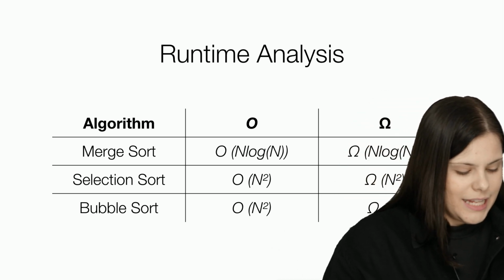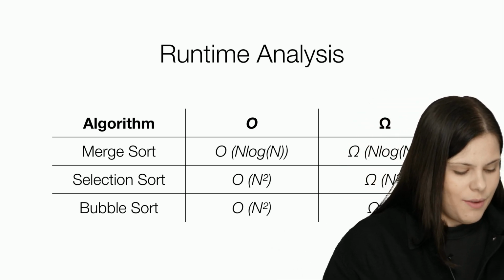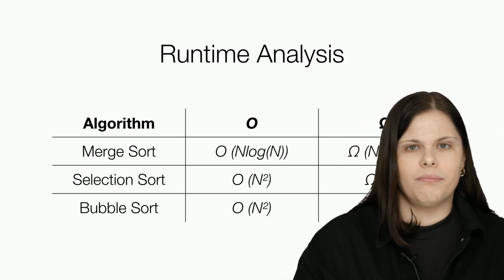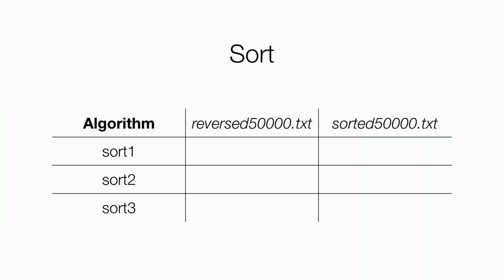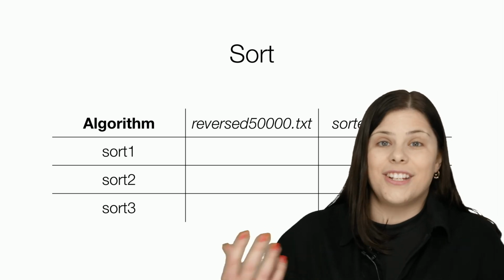Well, let's actually see an example of these sorting algorithms and their runtime. So let's consider this. We have 3 different algorithms called sort1, sort2, and sort3, as well as different text files with the numbers in either reversed, sorted, or random order. Our goal today is to figure out which algorithm is which. The trick is that we can't actually see the code.